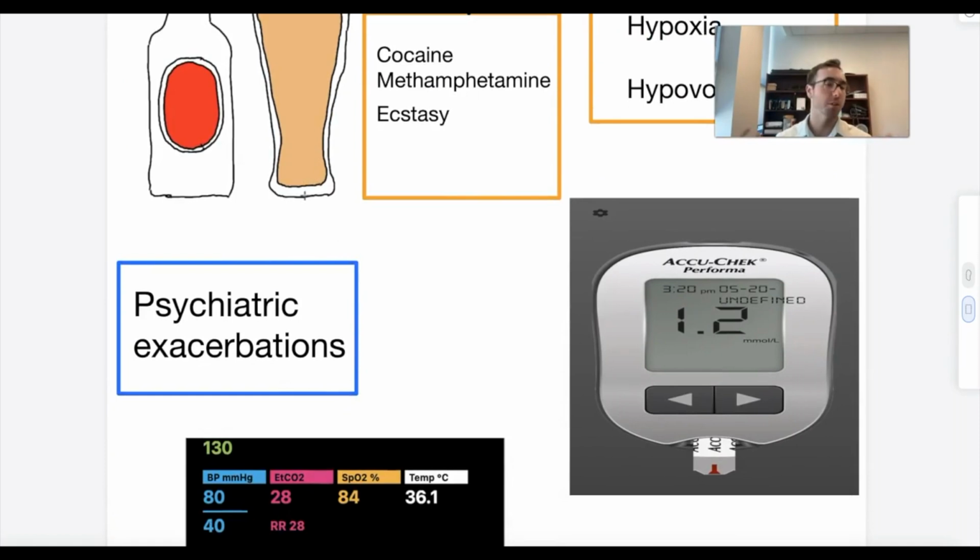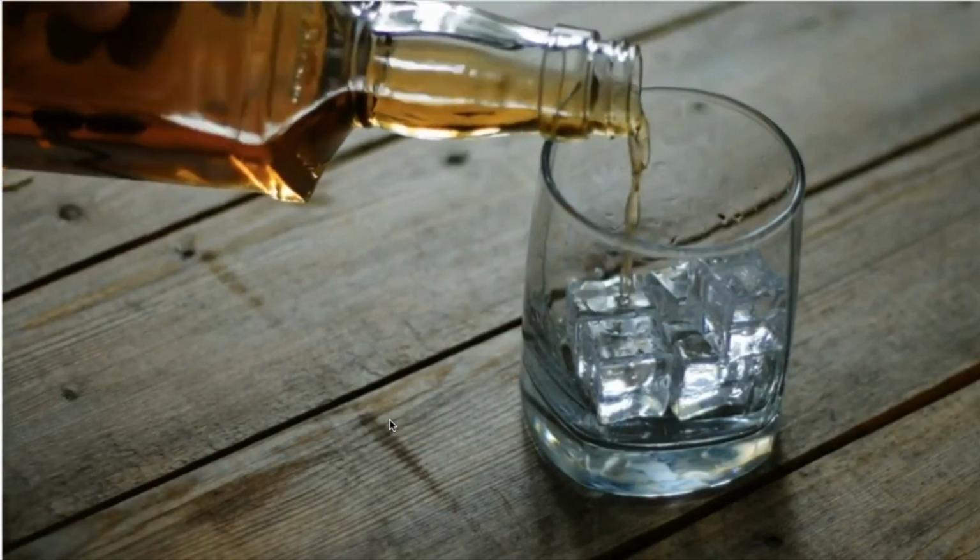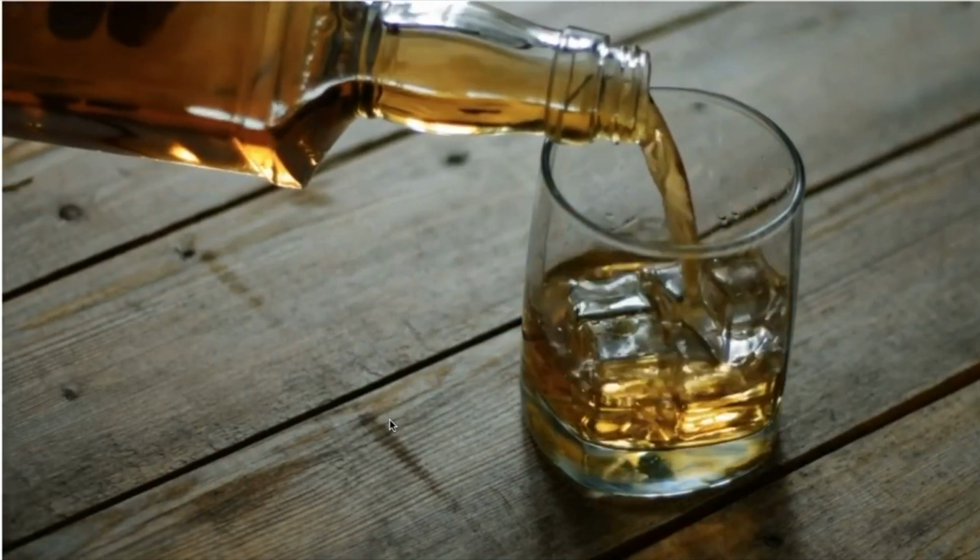Finally, patients are obviously experiencing psychiatric exacerbations. What if they're not taking their medications as prescribed? Or what if it's their first episode of an underlying and undiagnosed condition? That could obviously increase the risk of agitation and combativeness. But if we look at alcohol withdrawal, this patient was experiencing it. So this is a pretty significant disorder.